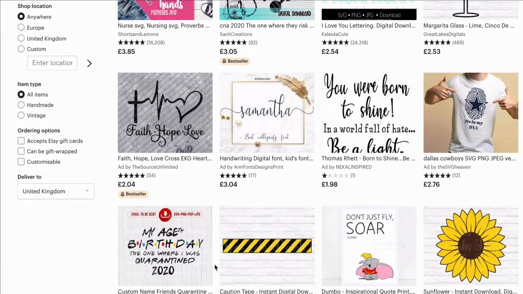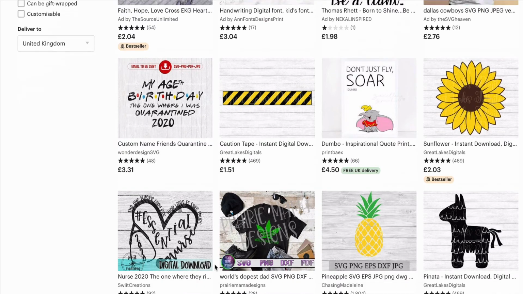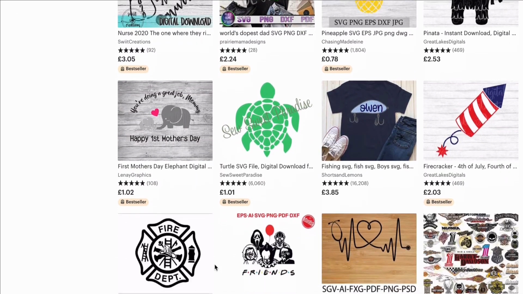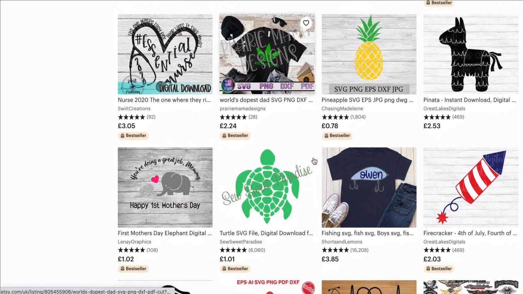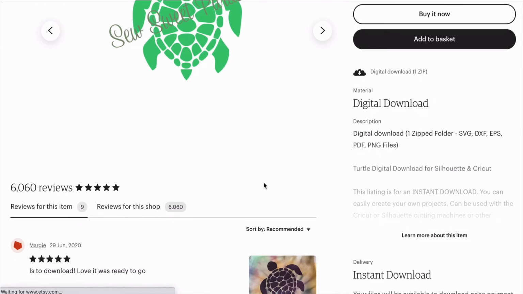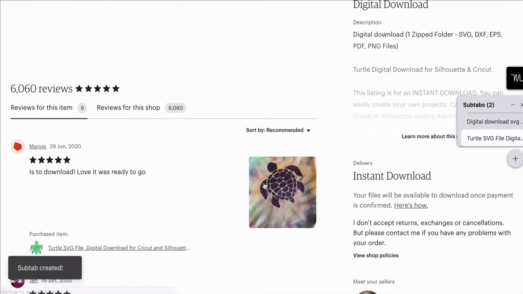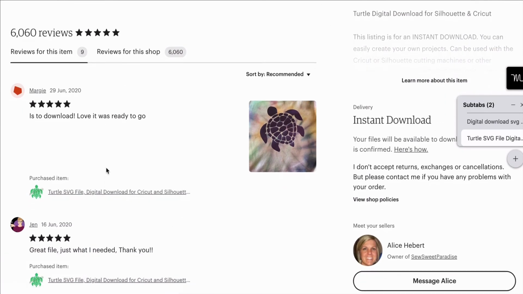Again, just by looking at the sales number, we can see that these sellers are selling these SVG files. If we click on this turtle file and go onto the page, we can see that they recently sold this item. They sold it on the 29th of June 2020.